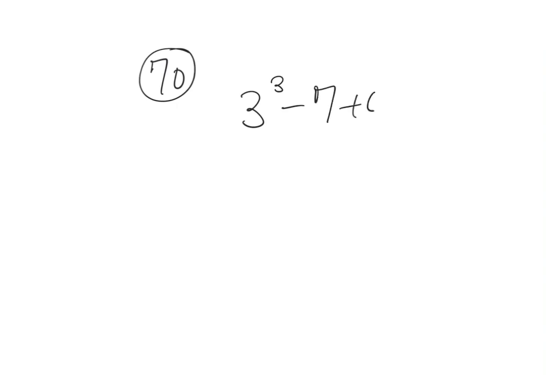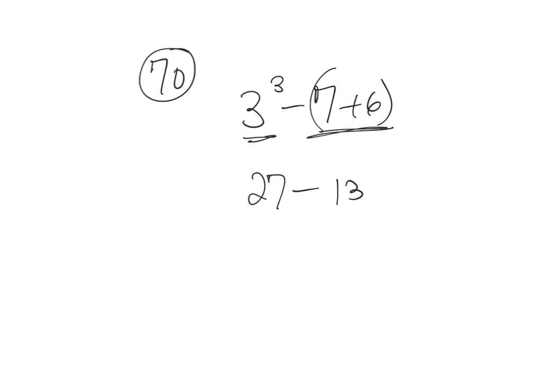Let's take another example like number 70, which is 3 cubed minus 7 plus 6. So in this case, we do 3 cubed, which is 3 times 3 times 3, which is 27. And we do this independently. 7 plus 6, which is 13. Now notice that the 3 cubed was separate from the 7 plus 6, two different things, but of course parentheses and exponents happen at the same time.